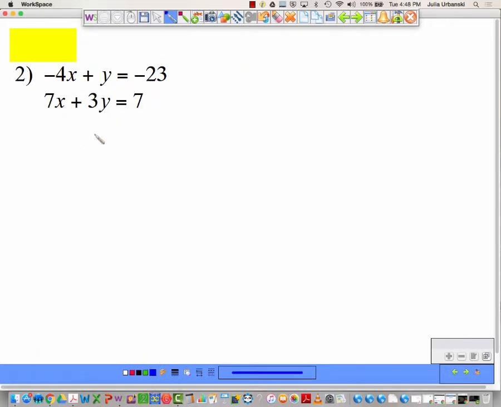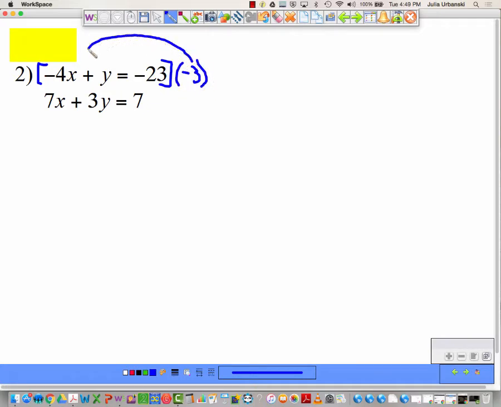Okay, here's another one. Think about which number you would want to eliminate, the x or the y. I think that the y's would be easiest, but right now they're not going to cancel. In order to make them cancel, you need a 3y, and this one would have to be negative 3y. So multiply the entire thing by negative 3 so that that can happen.